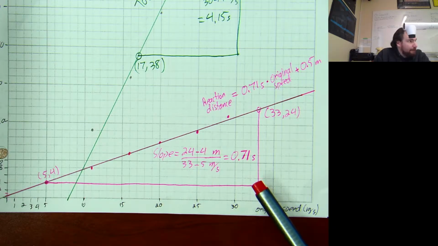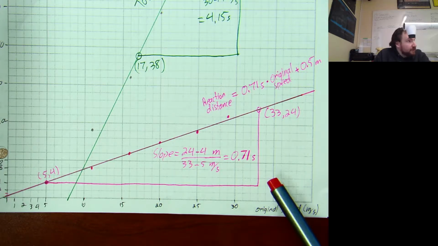James, what'd you get? 0.77. What are the values we get here? Yeah. 0.72. Oh, you and I are really close.